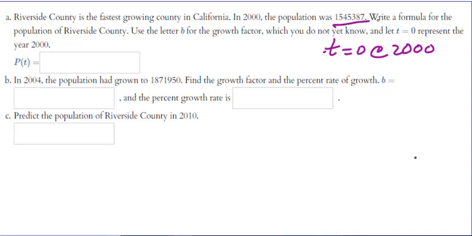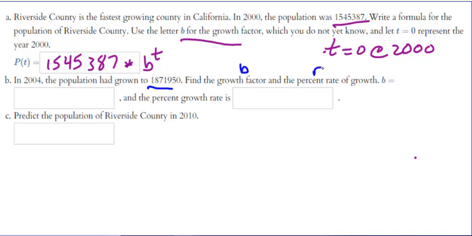There's my initial. So basically, all I have to do is write the initial times b raised to the t. And that's it, because they said we haven't looked at the growth factor yet, and just t equals 0, right? So there. Now, part B. In 2004, the population had grown to 1,871,950. Find the growth factor, which is B, and then the growth percent rate, which is R.